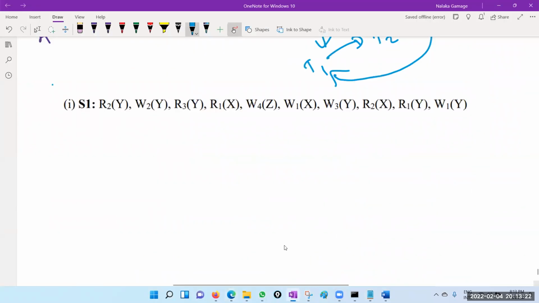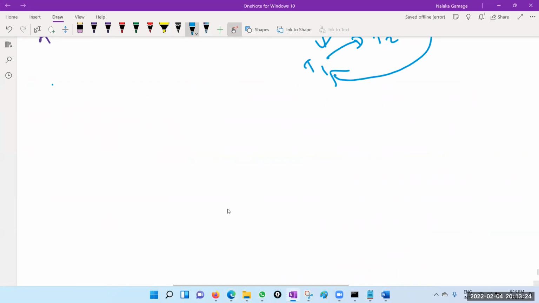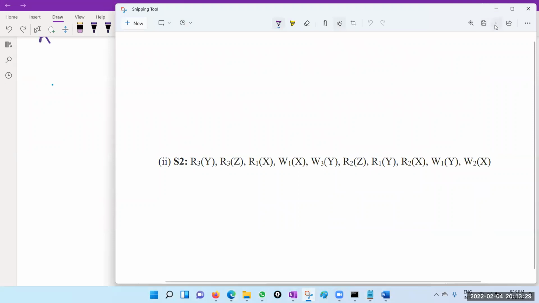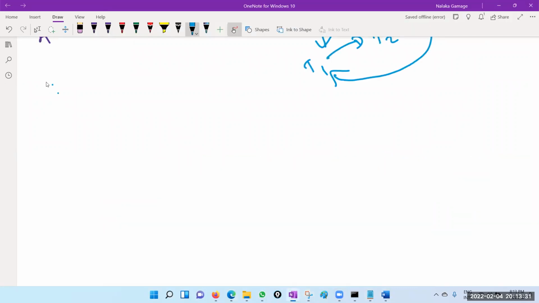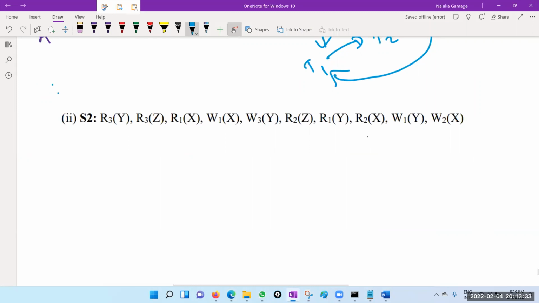That is the first one. Right, so that is the second one. Transaction 1, 2, 3, only 3.